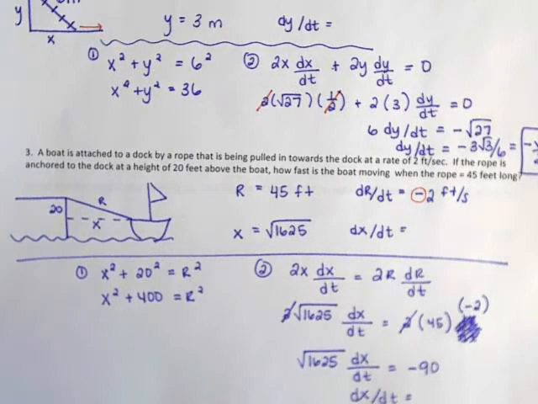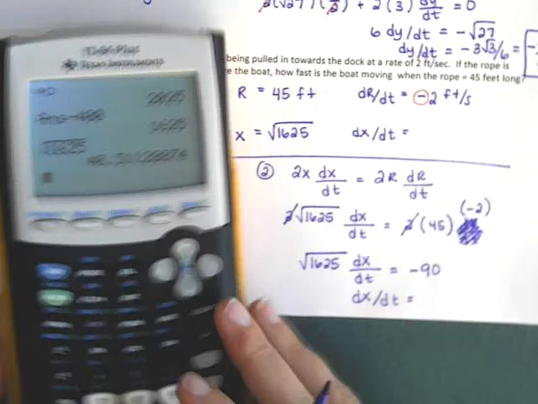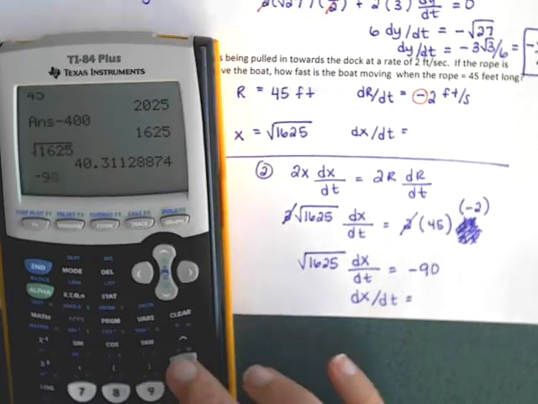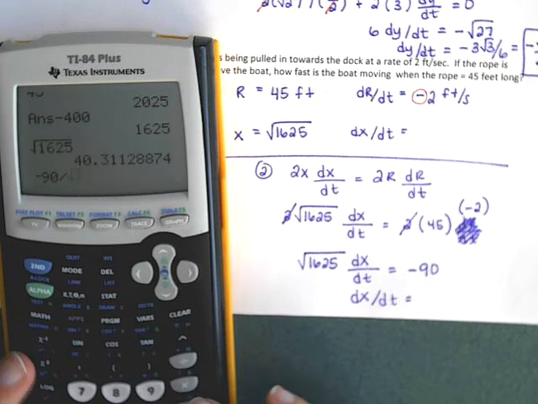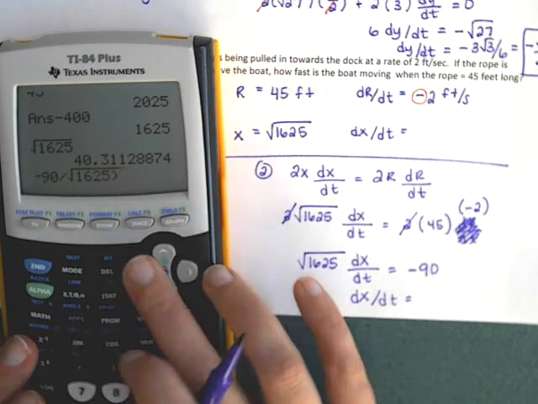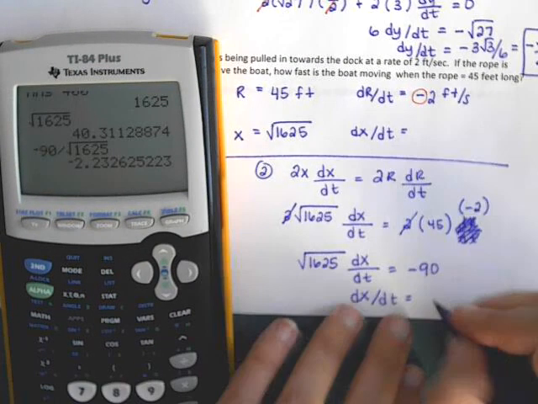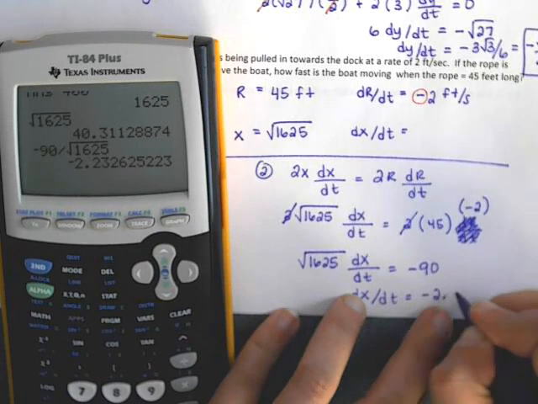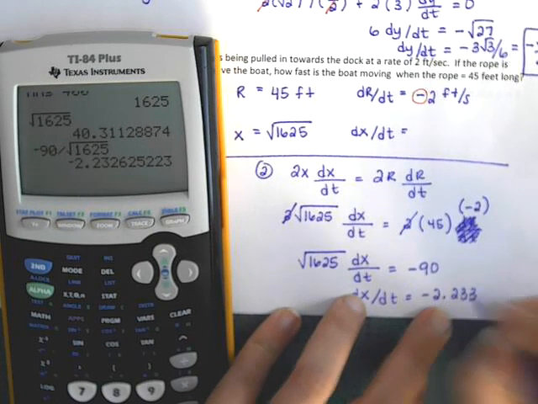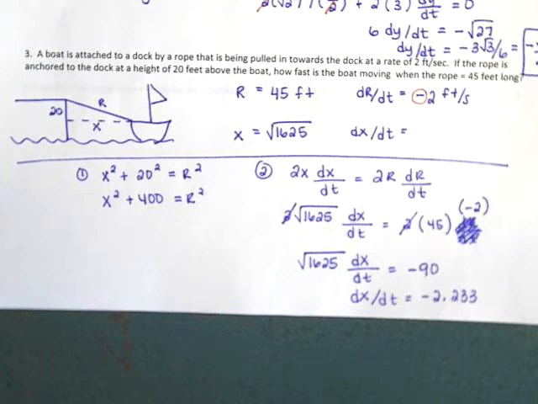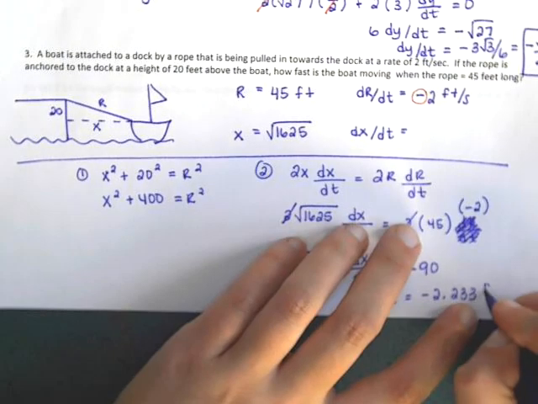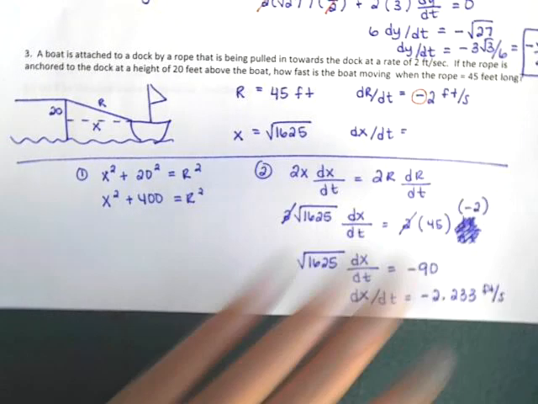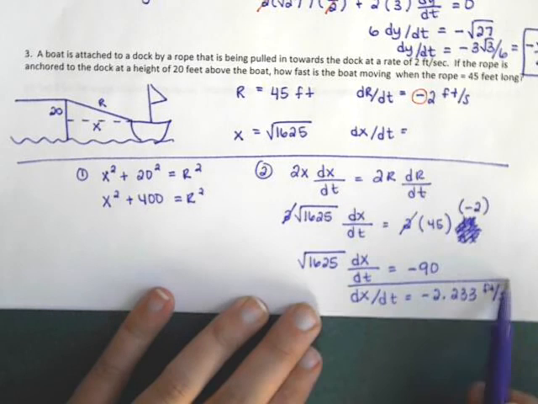let's see if we can do this on our calculator here. Negative 2.233. And this would be measured in feet per second because it's how fast the boat is moving.